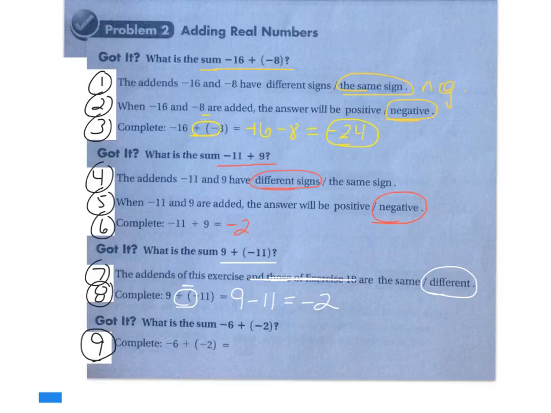Let's go ahead and look at the last problem. The last problem, number 9, is going to be negative 6 plus a negative 2. To complete that, we're going to look at these. Signs are the same, they become negative. So it's you owe 6 and you owe 2. Well, if you owe 6 and you owe 2, you're going to owe 8. If you have any questions on this, make sure you ask me in class tomorrow, and I'll see you then.